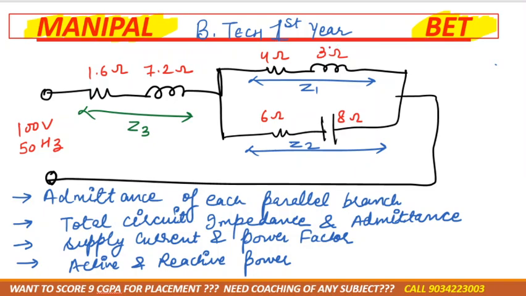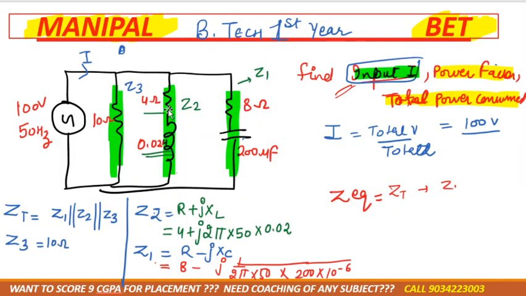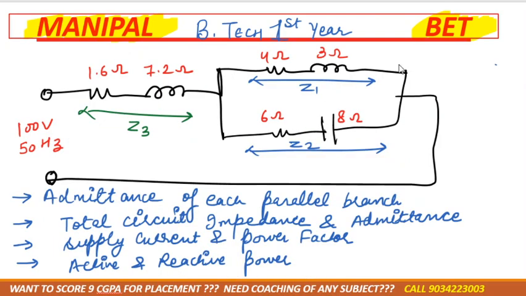XL, right? You don't need to calculate XL. In the earlier question, they gave you henry and microfarad, meaning L and C were given, and you needed to calculate XL and XC. But here they have directly given you the XL and the XC. You don't need to convert it.